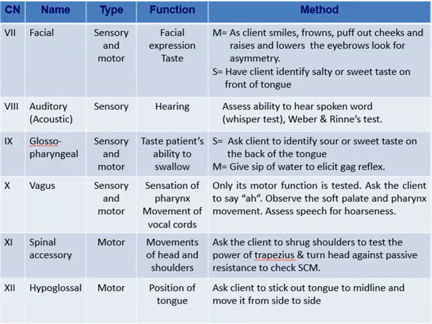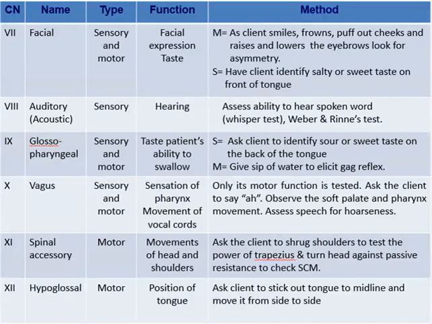On the tenth number comes the vagus nerve. It is sensory and motor. It functions for the sensation of the pharynx and movement of vocal cords. To assess this, only its motor function is tested. Ask the client to say ah and observe the soft palate and pharynx movement. Assess speech for any hoarseness.